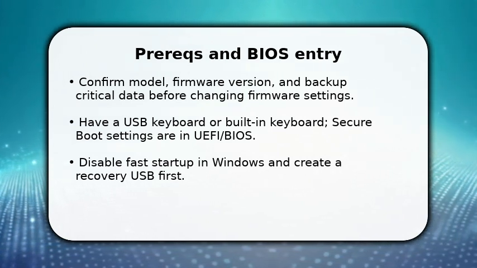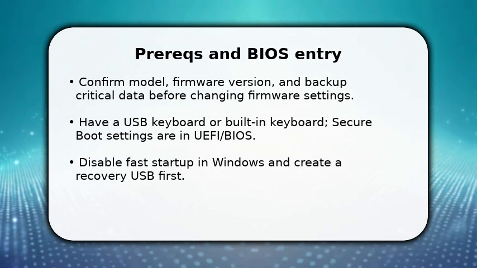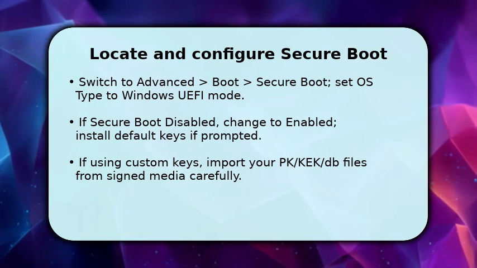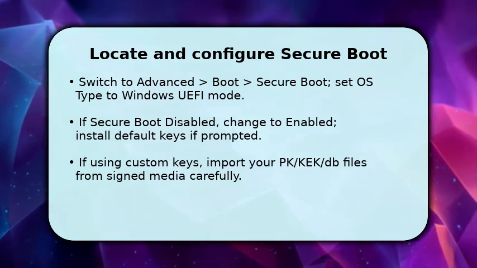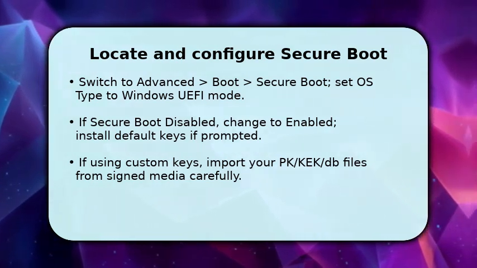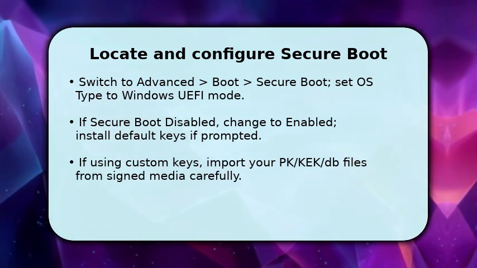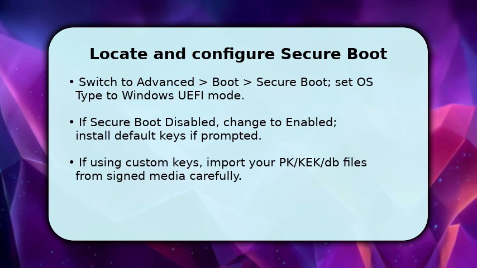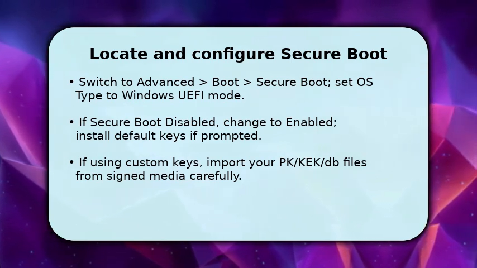Once in Advanced Mode, go to Boot then Secure Boot to find OS type and key options. You should set OS type to Windows UEFI mode when using Windows. That selects the correct verification behavior. If Secure Boot is disabled, choose Enabled and select Install Default Secure Boot keys to restore Microsoft and vendor keys.